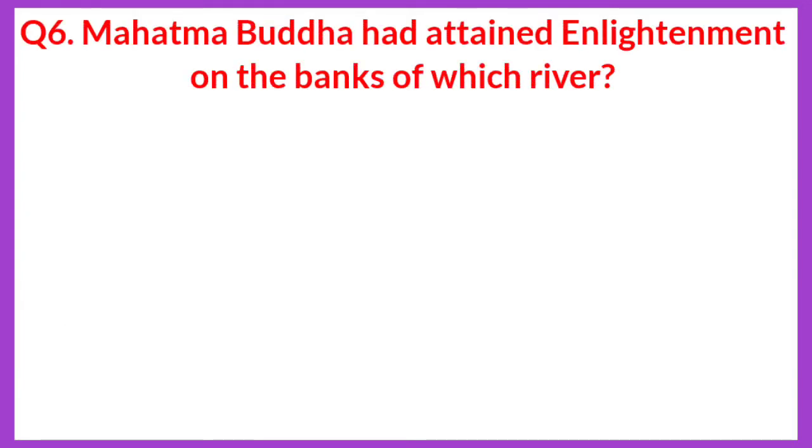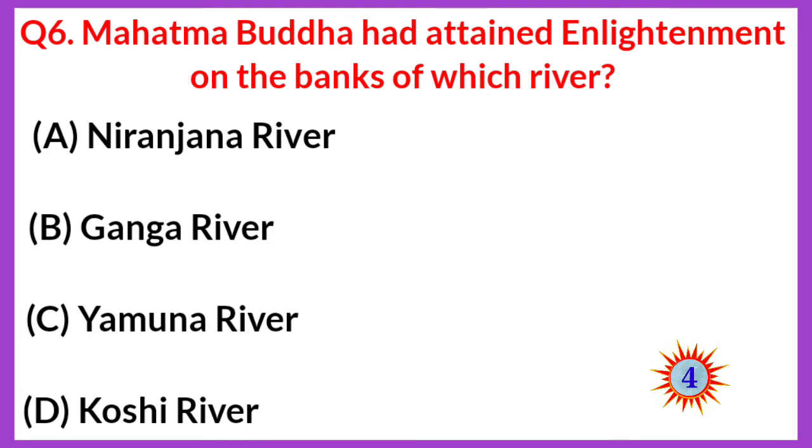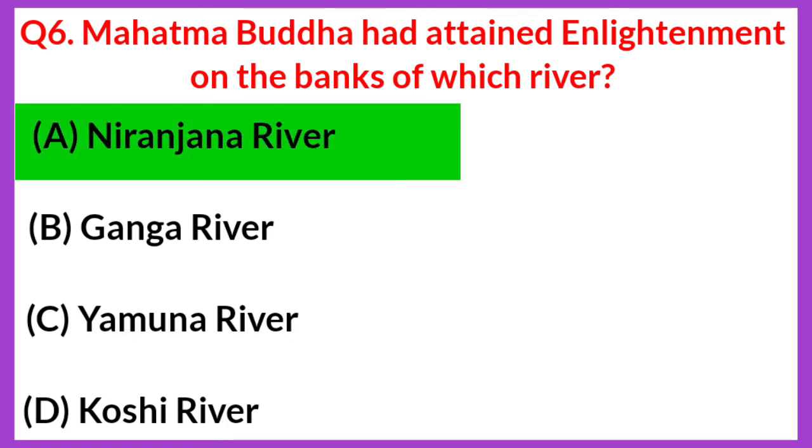Question number 6. Mahatma Buddha had attained enlightenment on the banks of which river? Your options are as follows. A. Niranjana River. B. Ganga River. C. Yamuna River. D. Koshi River. And the right answer is option A. Niranjana River.